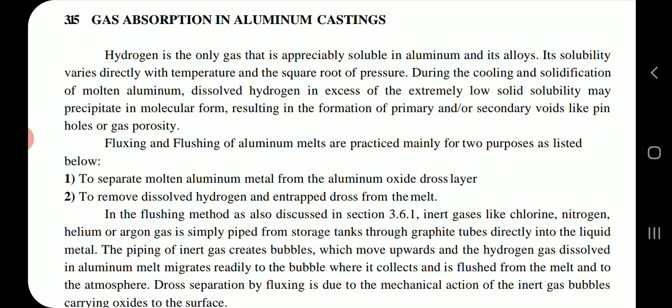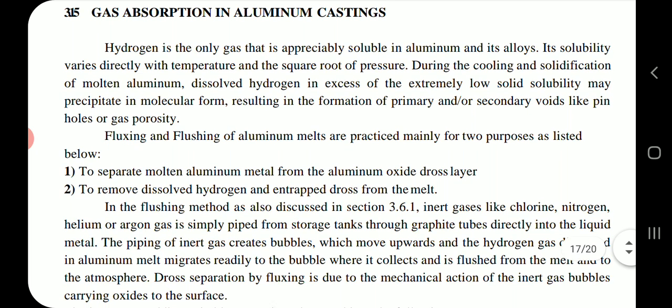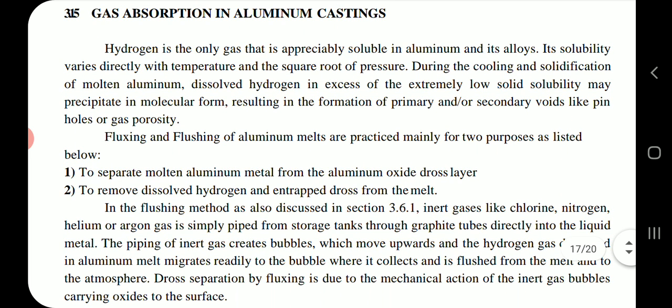Fluxing and flushing of aluminum melts are practiced mainly for two purposes, as listed below. First one, to separate molten aluminum metal from the aluminum oxide dross layer. Second one, to remove dissolved hydrogen and entrapped dross from the melt.